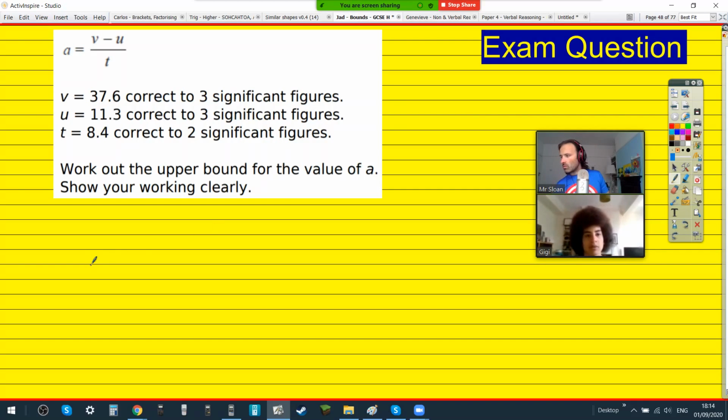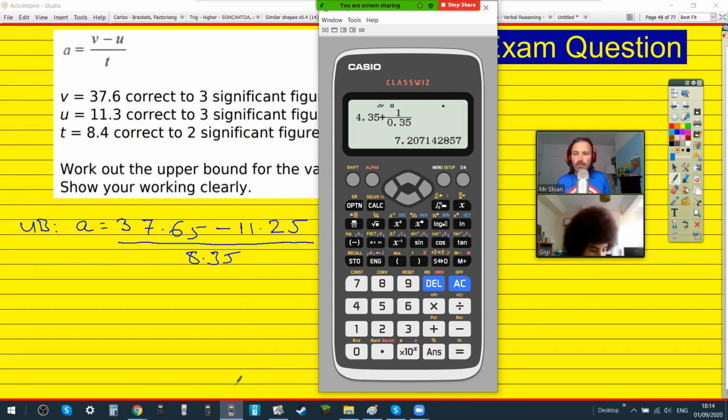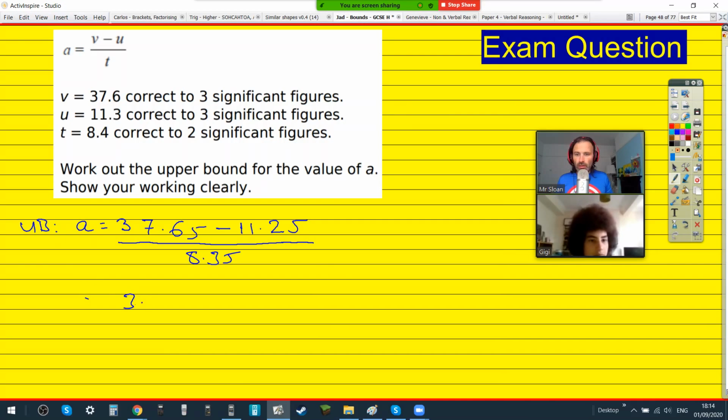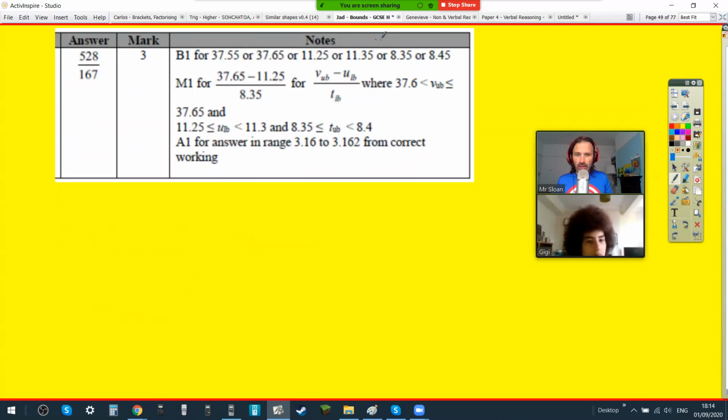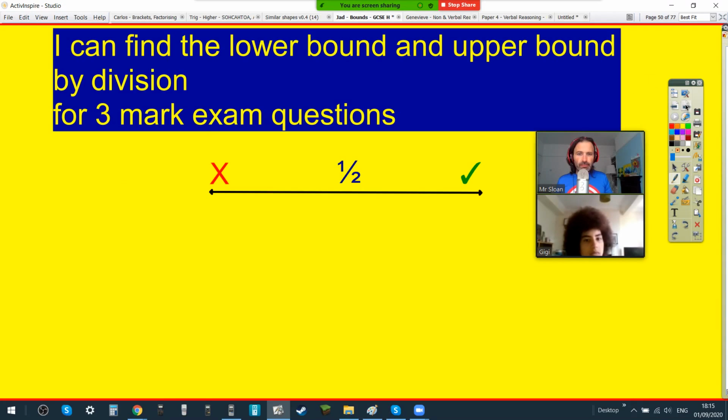A equals V minus U over T. V is 37.65. So it would be 37.65 minus 11.25 over 8.35. Yep. 3.16. 3.16. There we go. Great.